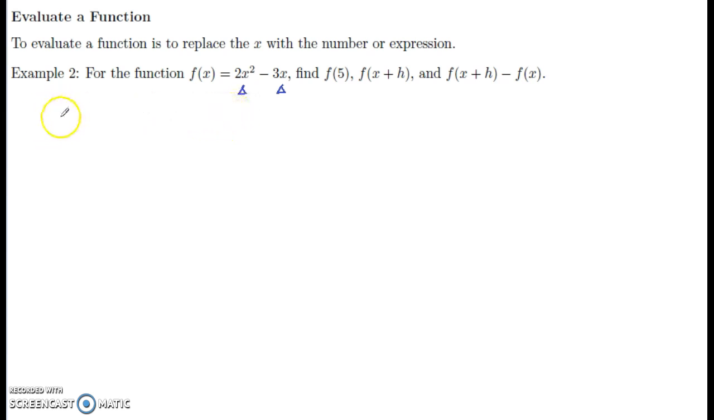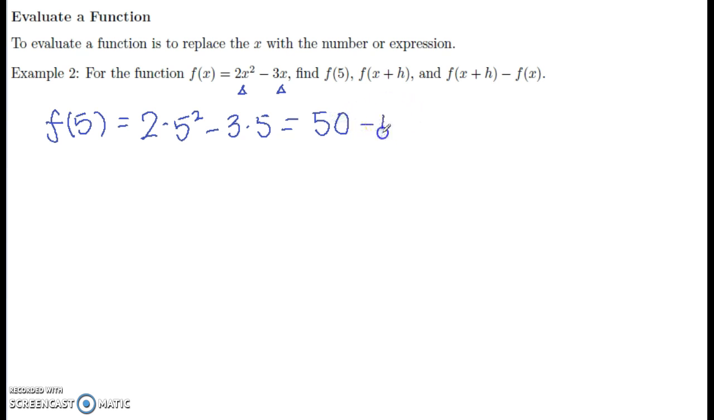The first thing we want to evaluate is f of 5. So we change all the x to the number 5. So you will have 2 times 5 squared minus 3 times 5. 2 times 5 squared is 50. 3 times 5 is 15. So the answer for f of 5 is 35.